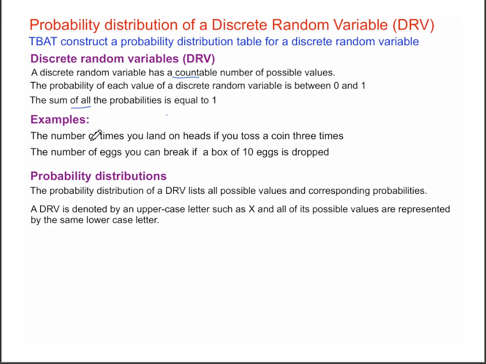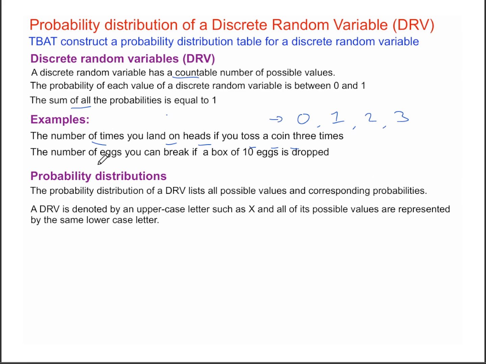For example, the number of times I land on heads if I toss a coin 3 times. So I can either land on heads 0 times, I can land on heads 1 time, I can land on heads 2 times, or I can land on heads all 3 times. That's my discrete random variable.